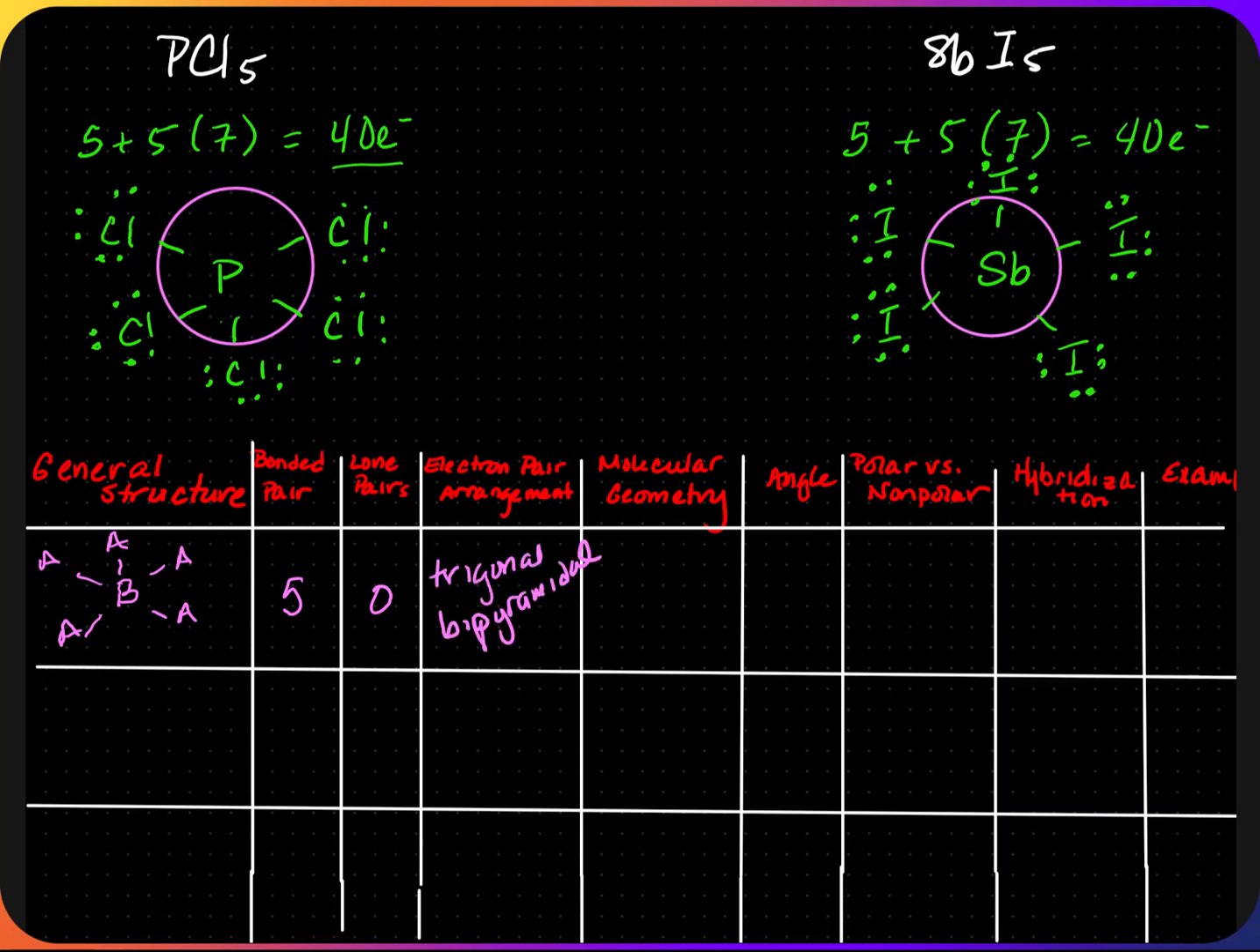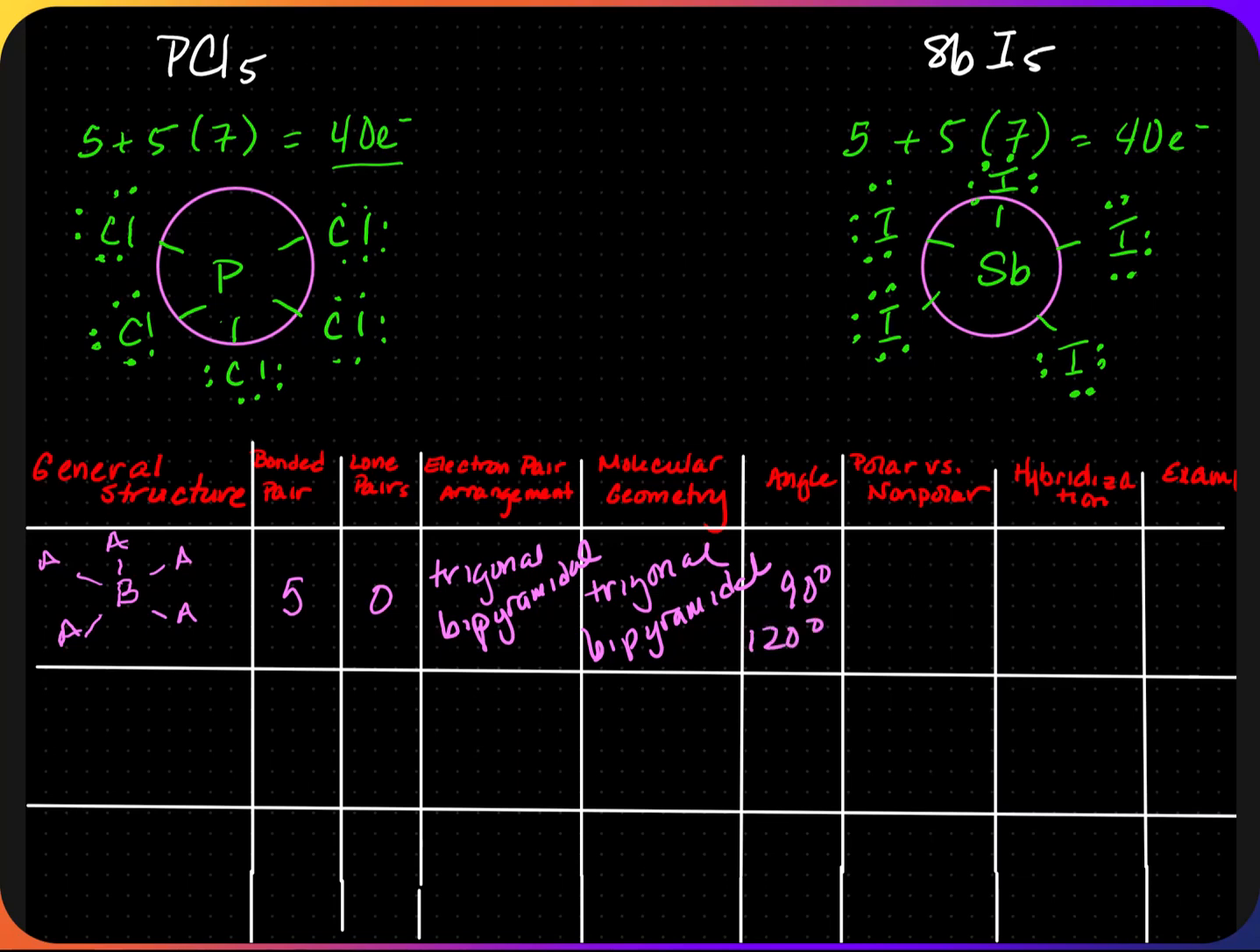You could think of 2 pyramidal shapes that are placed on top of each other. Since there is no lone pair, because molecular geometry accounts for lone pairs, this is also trigonal bipyramidal. The angles are going to be 90 degrees and 120.